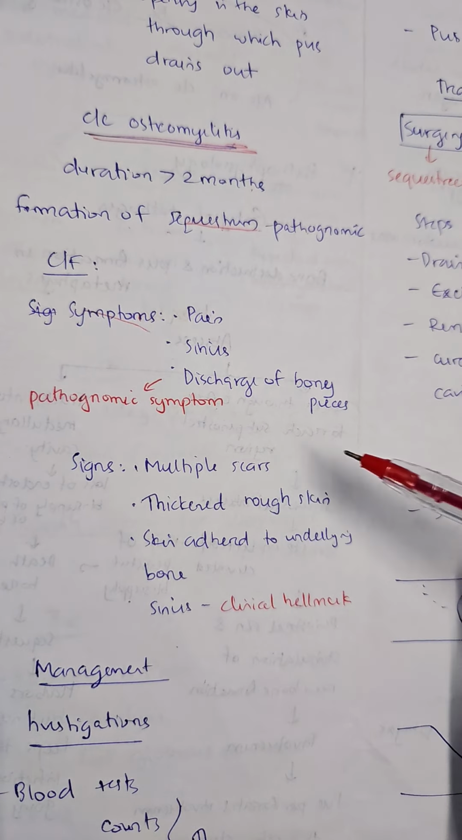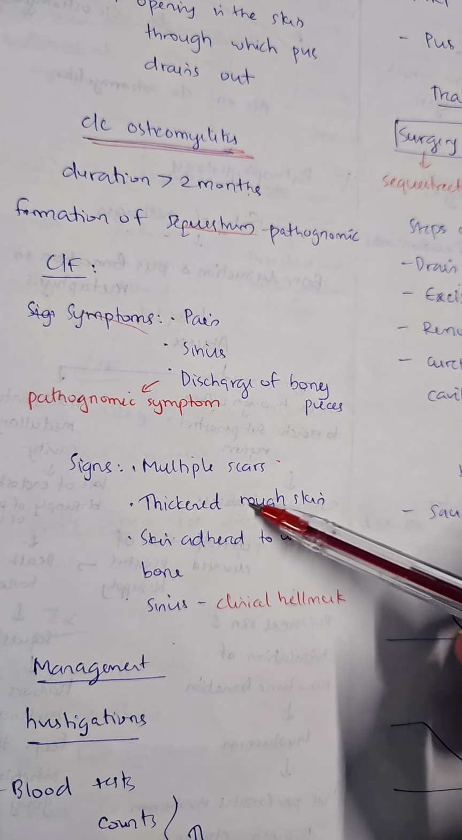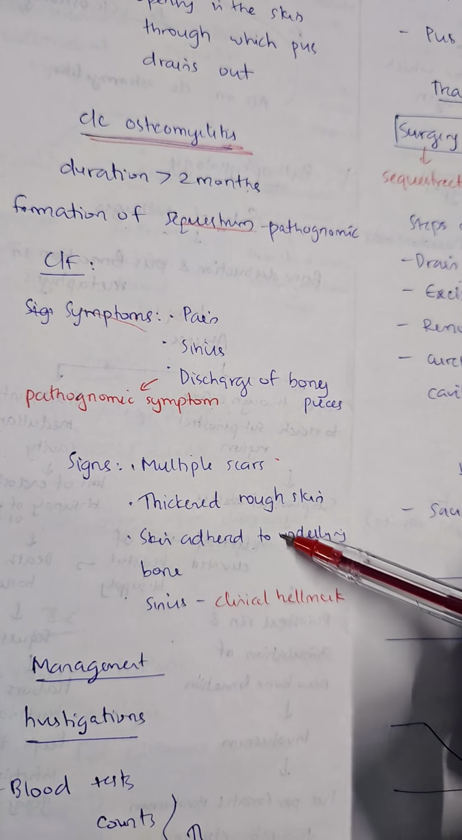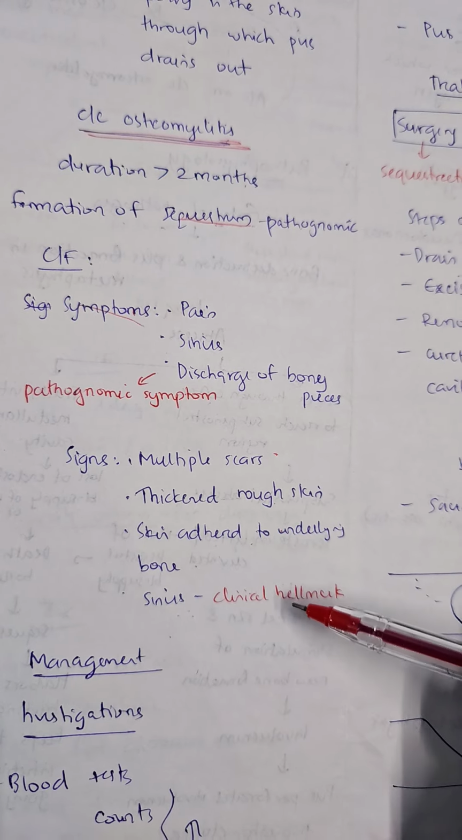Signs include, on the skin, there can be multiple scars, and the skin will be thickened and rough, and the skin will be adherent to the underlying bone. And you can also see a sinus, which is a clinical hallmark.